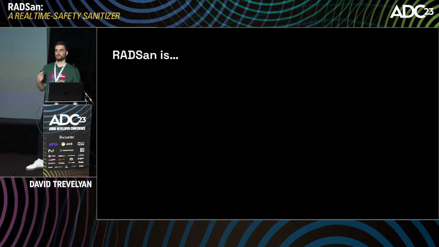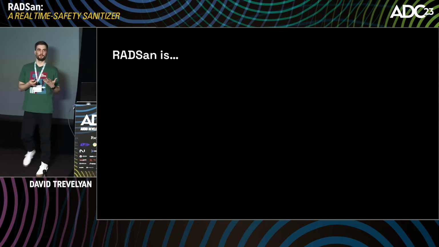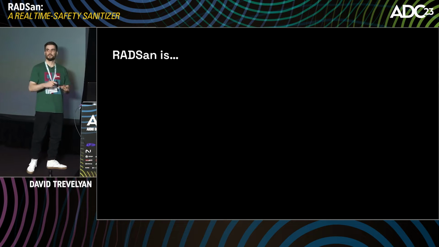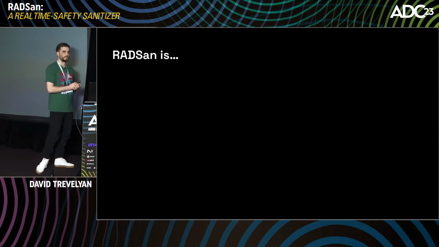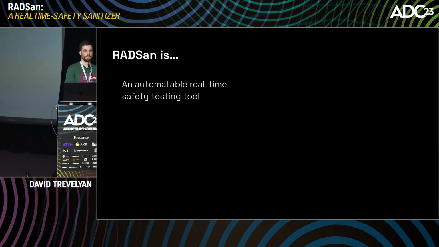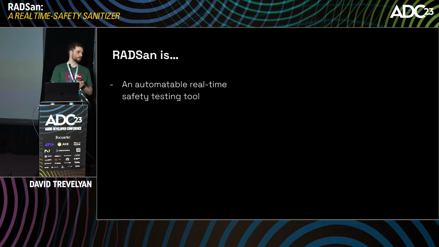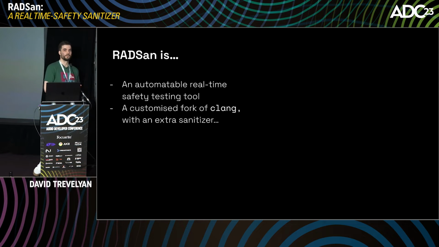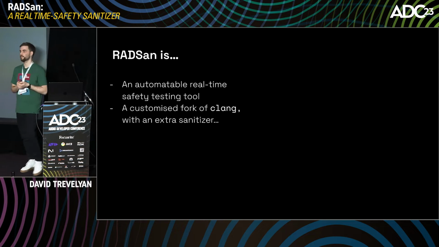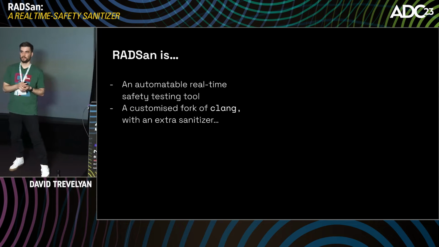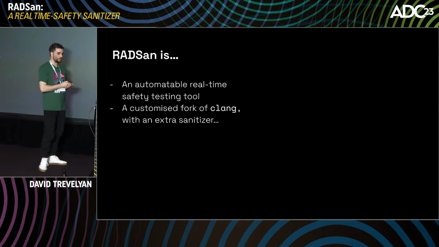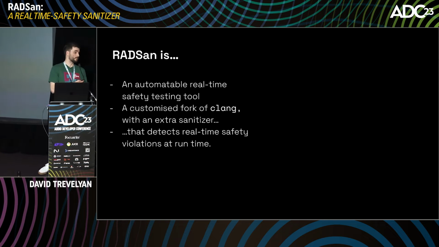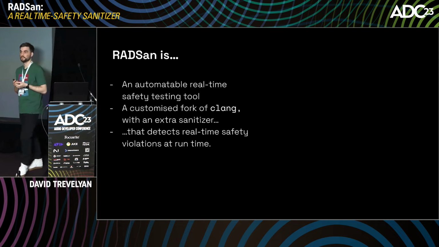So if there's one slide that we'd like you to take home in your minds when you're leaving this talk today, it's this one. And this is just an executive summary of what RADSan is. So it's an automatable, real-time safety testing tool. It's a customized fork of Clang, and it's got an extra sanitizer baked into it. That real-time sanitizer's job is to detect what we call real-time safety violations at runtime when they happen.